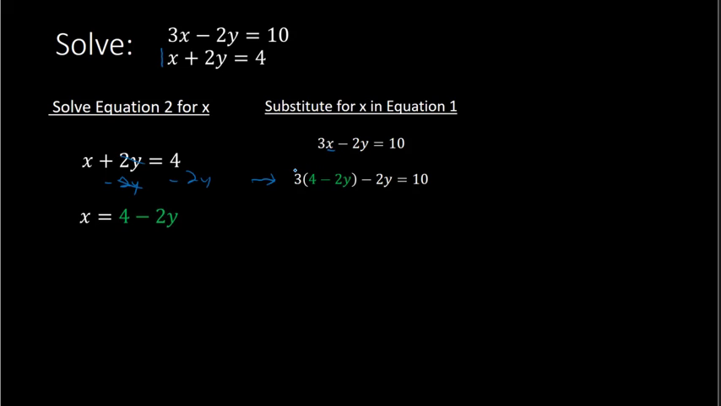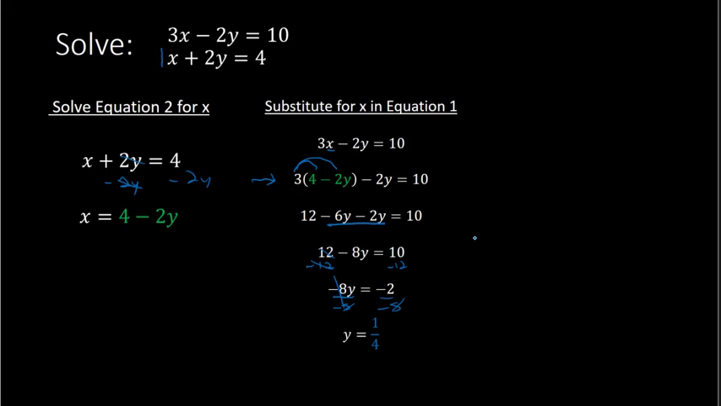So I can solve this. I can begin by distributing the 3. 3 times 4 is 12, and 3 times negative 2y is negative 6y. And then the negative 6y can combine with the negative 2y to get negative 8y. And then to finish this off, I can get rid of this 12 by subtracting that over. We now have negative 8y equals negative 2. And then divide both sides by negative 8. We now have positive y equals a positive 1 over 4.